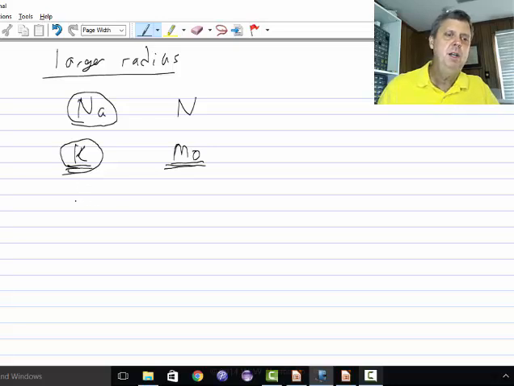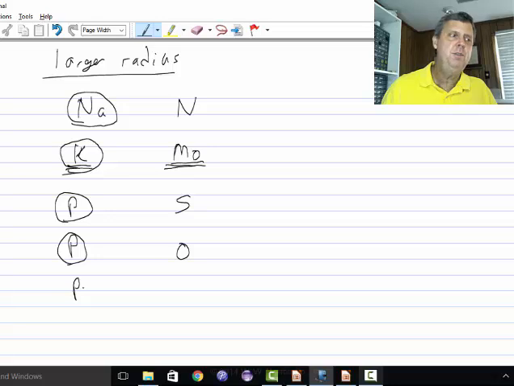Let's compare, say, phosphorus to, let's say, sulfur. You see phosphorus is to the left. That should be larger. How about phosphorus versus oxygen? Well, phosphorus is to the left and down. That should be larger. Let's compare phosphorus to, say, bromine. Bromine is one period down, but phosphorus is 2 columns over. So in general, I would expect phosphorus to be larger.